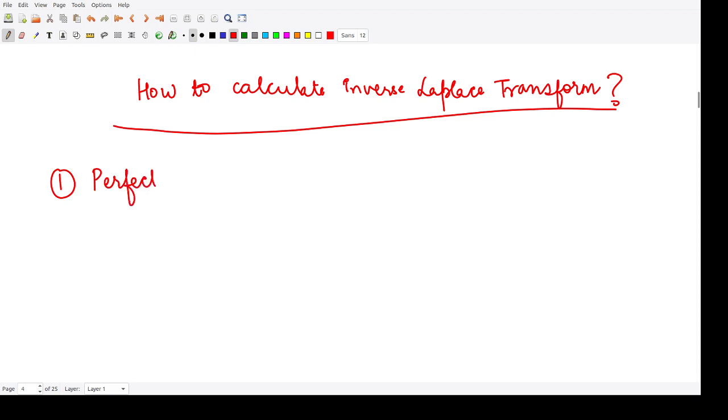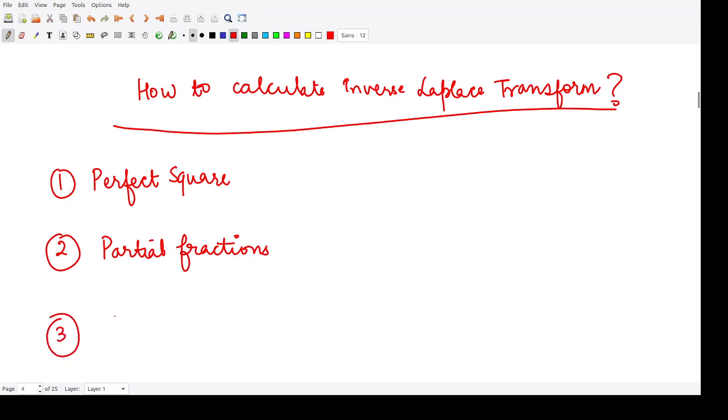One is the perfect square, where you complete the square and then you could apply the direct formula. The second case is you apply partial fractions, and you separate out the terms and then apply the direct formulas. And the third one is you apply the convolution theorem. So we will study all these things.